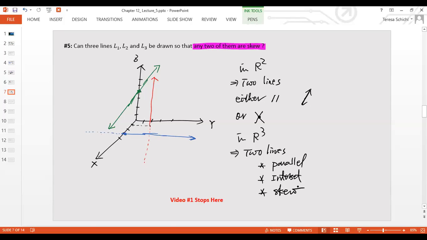Okay, that's it. This is our first video for this topic. How to find a line in R3 is quite unique. It's a similar concept to R2, but the form is totally different.